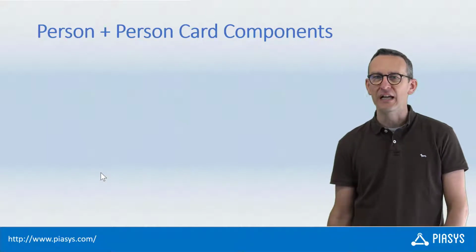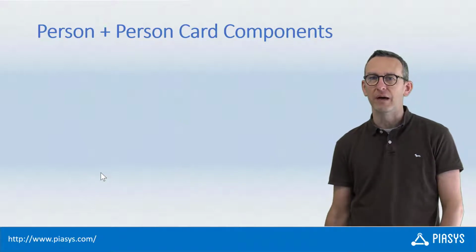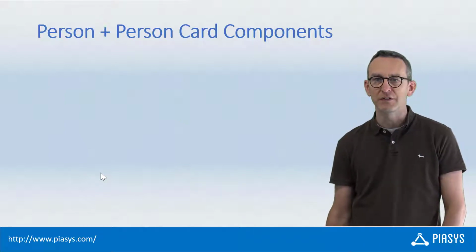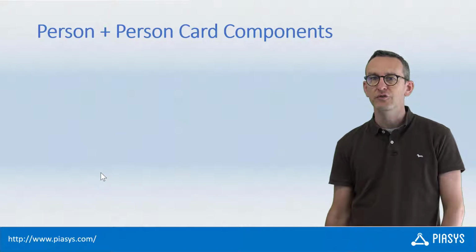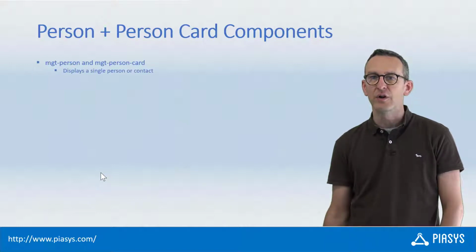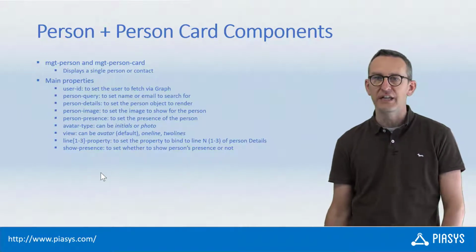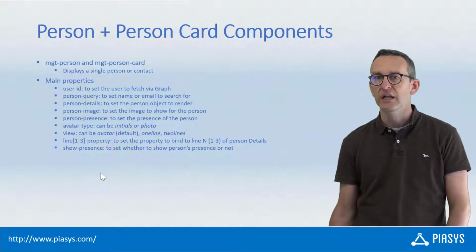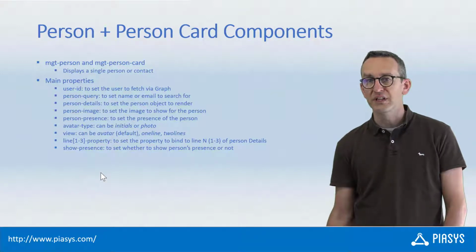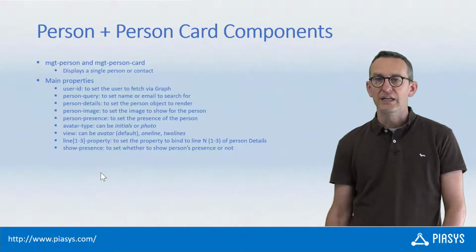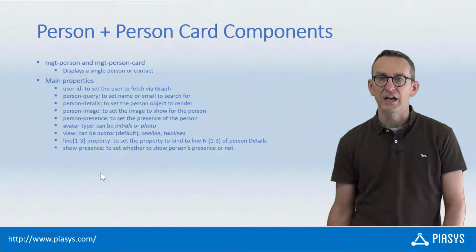Today we keep on talking about the Microsoft Graph Toolkit components, and specifically we will talk about the mgt-person, the mgt-person-card, and the mgt-people. The mgt-person and person-card components are useful to display a single person or a contact, and we can configure quite some properties like, for example, the ID of the user to render or the query to search for the user to render, or we can even provide a specific person object that we want to render with the component. Internally, the mgt-person relies on mgt-person-card to render the card of the user.